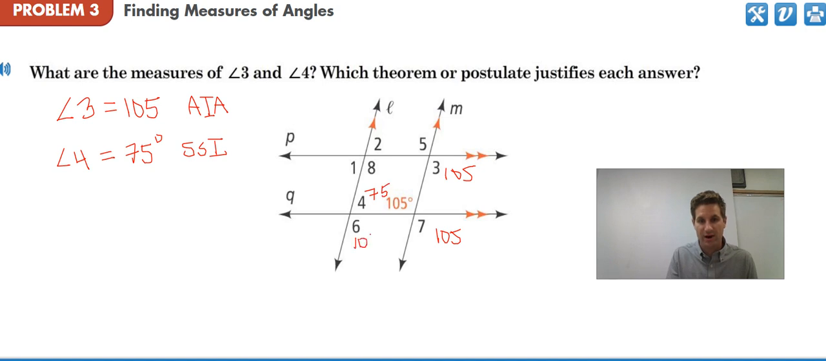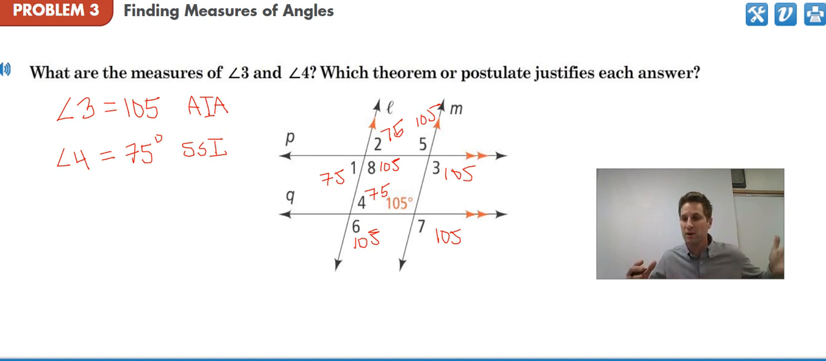And then we could go ahead and fill this whole thing out. That would be 105 because it's supplementary. 1 and 4 are alternate interior angles, so that's 75. 2 is going to be 75, vertical. 5 is 75. Just kidding, it's not 75, it's 105, and that's because they're vertical. And 2 and 5 are same side interior, so they have to add to 180. And 8 is also going to be 105, because these are same side interior and they have to add.